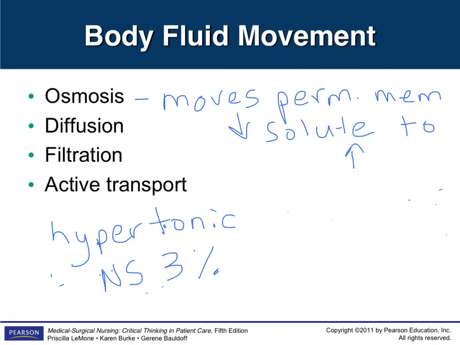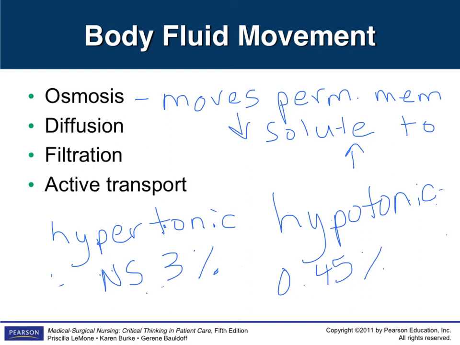Hypotonic solution is a low solute concentration than plasma. So they're opposites. And this is the case when the red blood cell is placed into a hypotonic solution. That water moves into the cell, causing that cell to swell and rupture or hemolysis. So your hypotonic example would be your 0.5% normal saline.